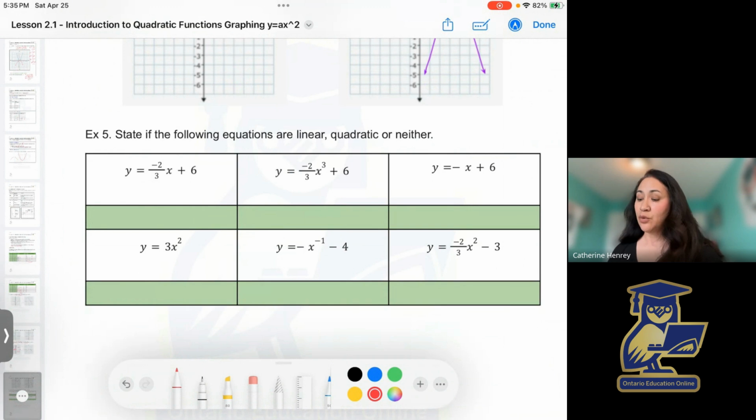Then finally, example 5. Remember, algebraically, if we're trying to find a linear or quadratic, that quadratic function has to have a degree of 2. So that's what we're looking for. So in the first one, y equals -2/3 x. We have x, but the degree on x is 1. When that's the case, we're talking about something linear.